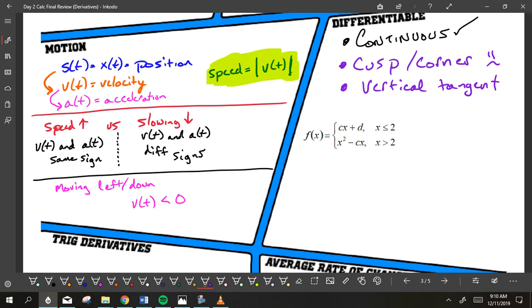Technically, there was another one. It's when your graph jumps back and forth, oscillating completely back and forth. I'm not going to really write that down. I've seen that one time ever on a test, and it was on a graph, and it was pretty obvious that it was not differentiable there.